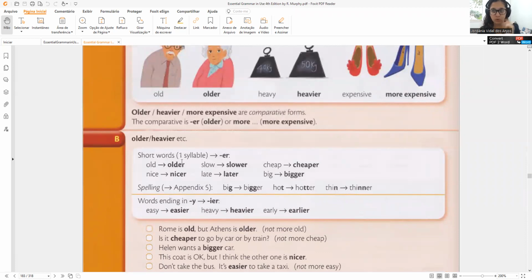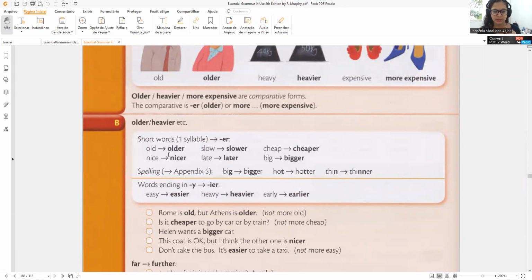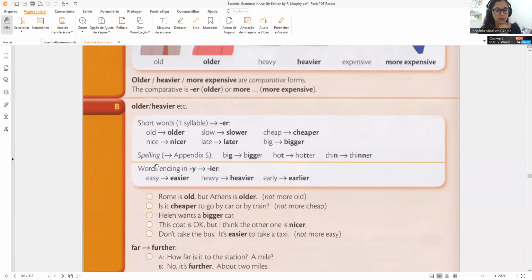Ok. Então, aqui. Short words, one-syllable words. Então, words that have only one syllable, palavras com uma sílaba só, a gente só vai usar a partícula er no final. Alguns exemplos. Old, older. Nice, nicer. Slow, devagar. Slower, mais devagar. Late, later. Tarde, mais tarde. Cheap, barato. Cheaper, mais barato. Big, bigger. Grande, maior. Ok?